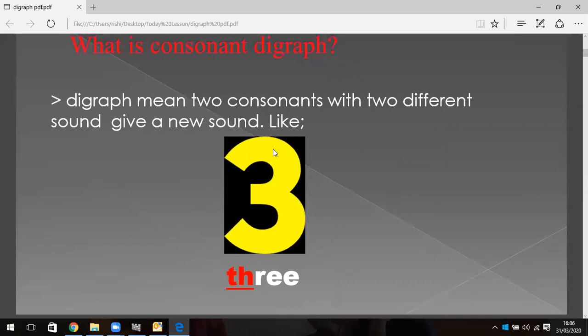Two consonants with two different sounds give a new sound like. Very good, Muhammad. Very, very good. Okay, so KG, as Muhammad told us, the definition of digraph: two different consonants with two different sounds give us a new sound, that's called digraph.